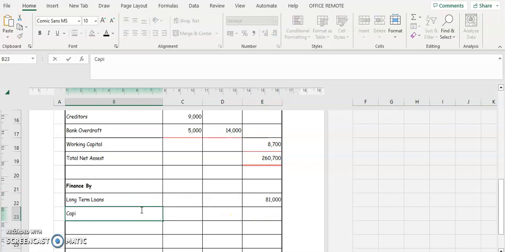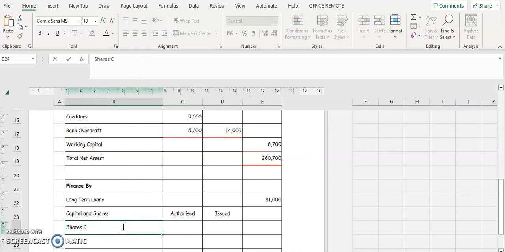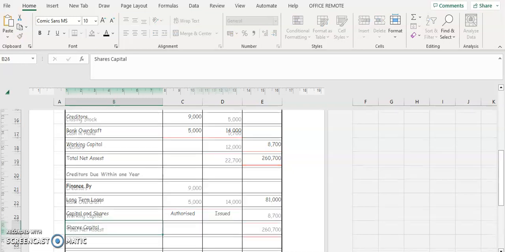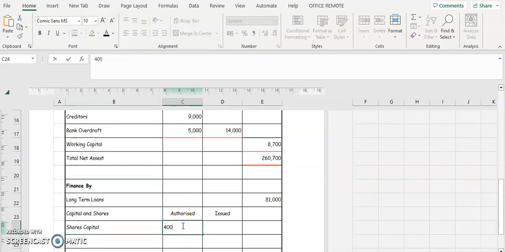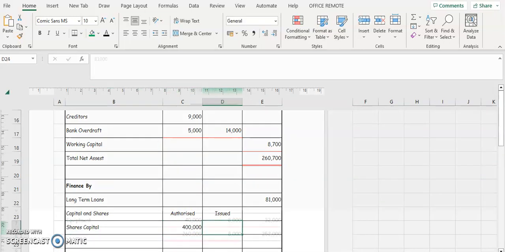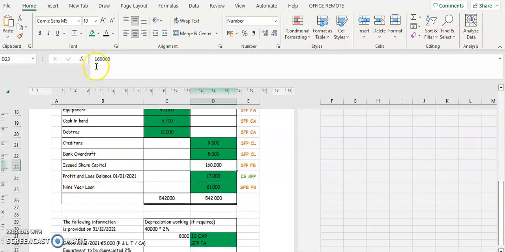Then we're going to have capital and shares. Our shares are going to be made up of authorized and issued. Authorized is how many shares we're allowed to sell in a business. Issued is how many we have sold. So you've got share capital. Back at the question then, up at the very top, it'll tell us that your authorized share capital is 400,000. And then in the question, it'll tell you what our share capital is. So share capital 160,000.